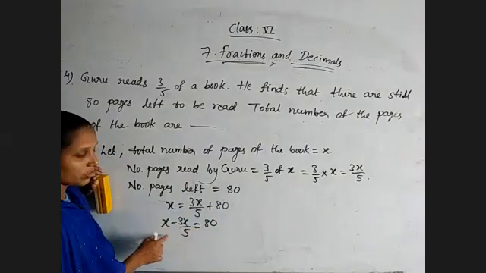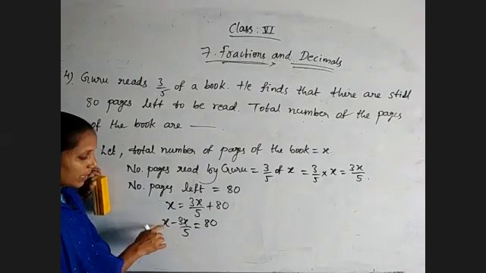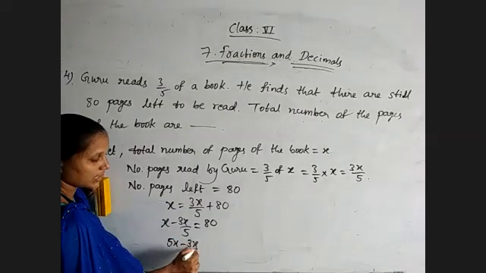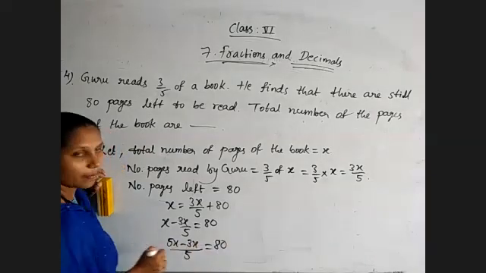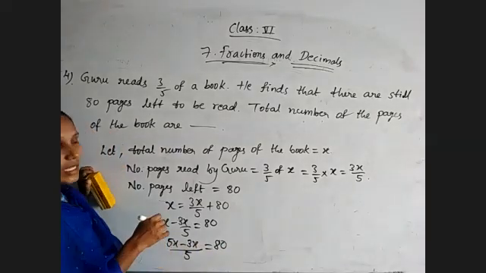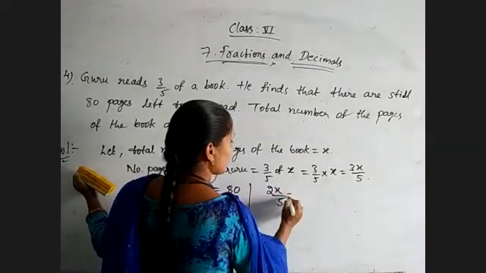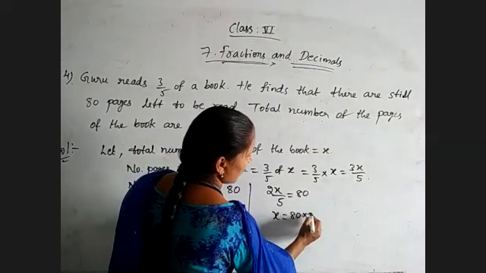Now go through with the cross multiplication. So x is nothing but x by 1. 5 into x, 5x, minus 1 into 3x is 3x, divided by 5 into 1 is 5, which is equal to 80. Now 5 minus 3 is 2x. 2x by 5 is equal to 80. Then x will be equal to 80 into 5 by 2.